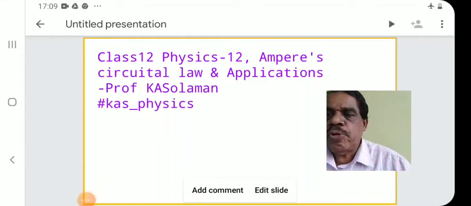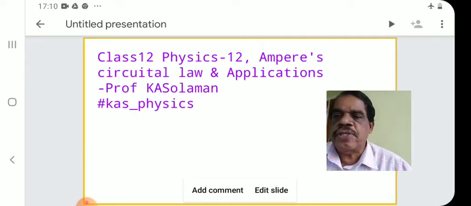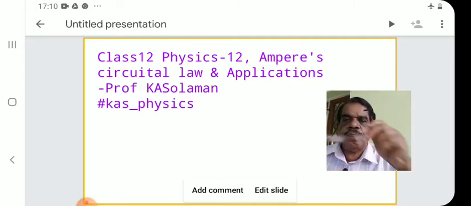Good morning and welcome to class 12 physics lecture number 2, current electricity and magnetic effect. Today's topic is Ampere's circuit law and its applications. Class 12 physics for ISC, CBSE and HSC students.